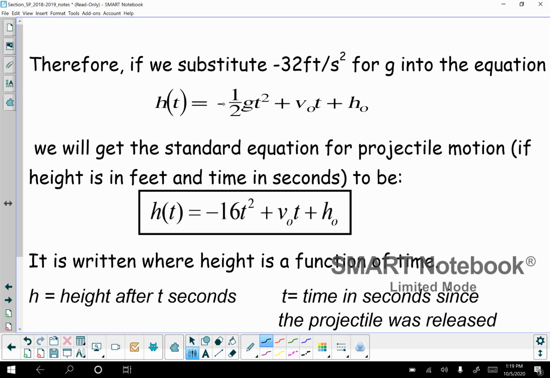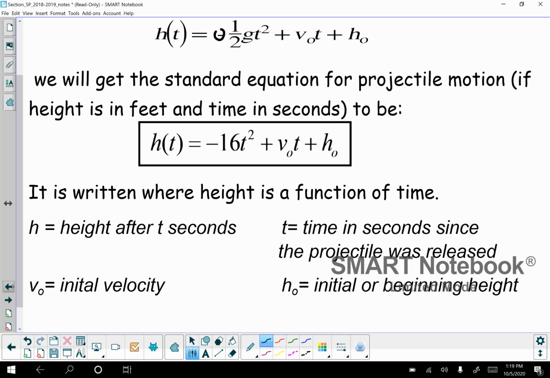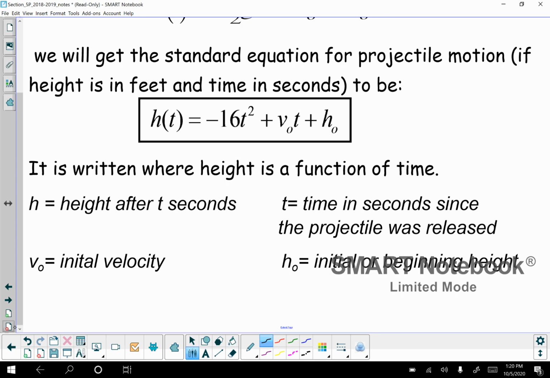Somebody might say, hey, why is that still negative? It's because one or the other should have been negative. That was kind of an error on our part. Height after t seconds is what we're trying to find. Time in seconds is t, the t squared and the t. V naught is the initial velocity, whether it's thrown up being positive, thrown down being negative. And h naught is the initial height.